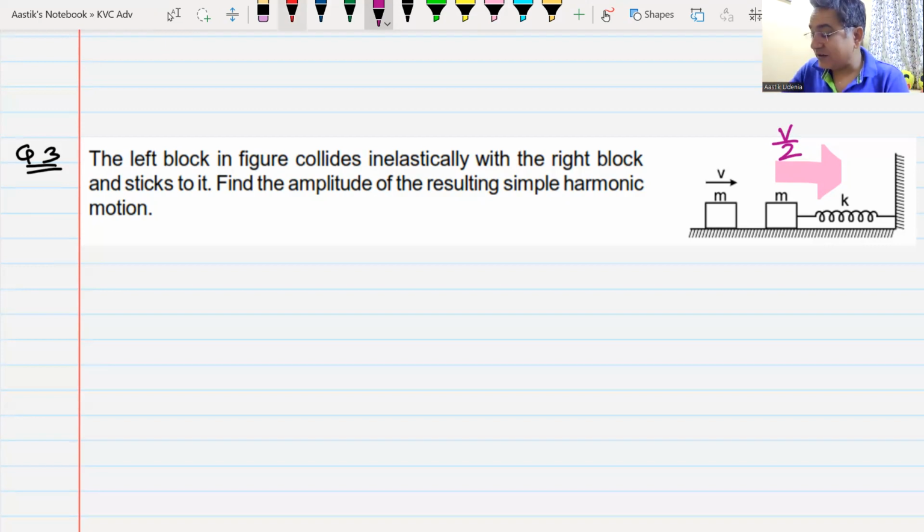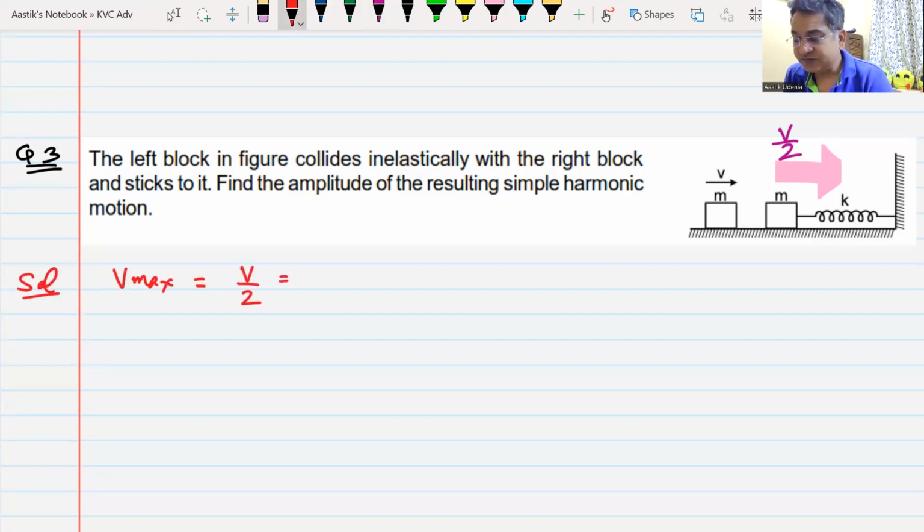So now we can do it in 10,000 different ways. You know the maximum velocity of this block will be equal to v by 2, and that must be equal to what? Amitabh Bachchan or Shah Rukh Khan? A omega, sir. No Amitabh Bachchan, no Shah Rukh Khan. A into omega. And how much is omega?